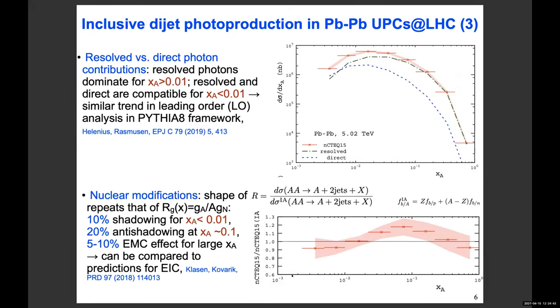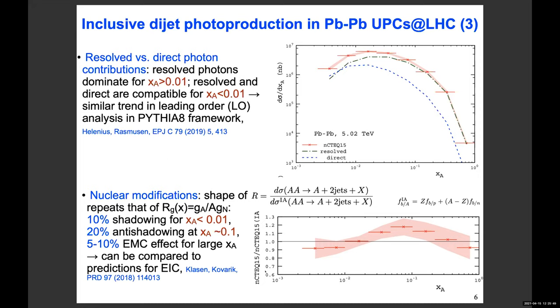In this plot, I look to some extent into details of our predictions. The plot shows the interplay between the resolved and direct photon contributions: the full result, the direct photon contribution, and the resolved photon contribution. This is the dijet cross-section integrated over all variables, including the transverse momentum, and is presented as a function of the momentum fraction x_A on the nuclear side. From this plot, one can see that resolved photons dominate for large x_A. However, at lower x_A, resolved and direct terms are comparable in size. And this is a trend which has also been observed, for instance, in leading order analysis within the framework of PYTHIA 8.